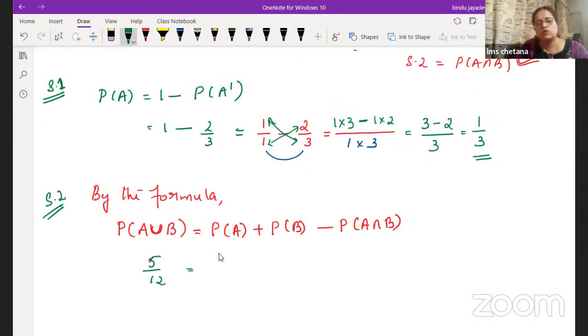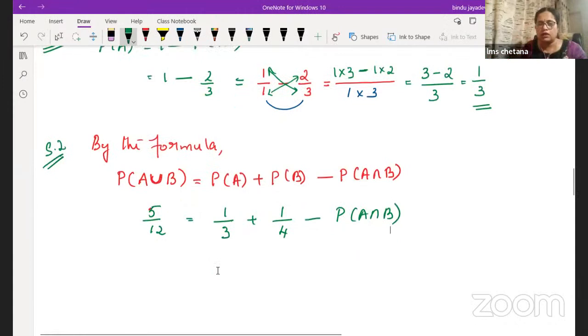5/12 equal to 1/3 probability of A plus 1/ probability of B. What is probability of B? 1/4. 1/4 minus probability of A intersection B. Now we'll go step by step.